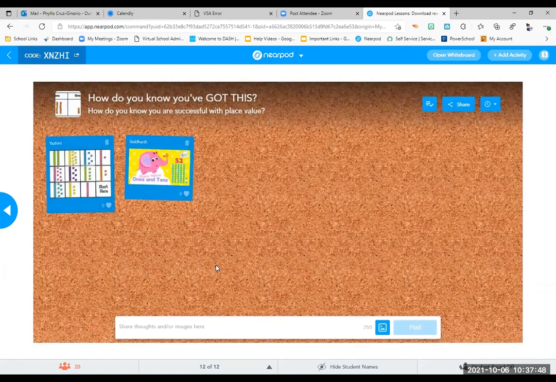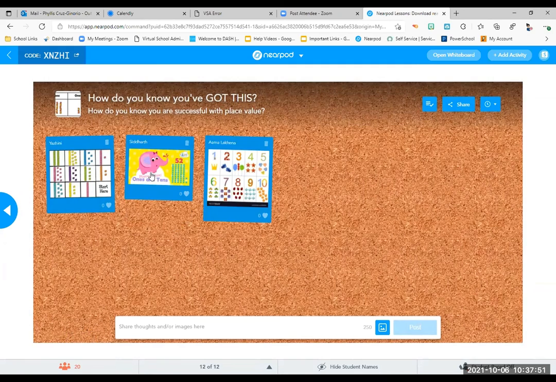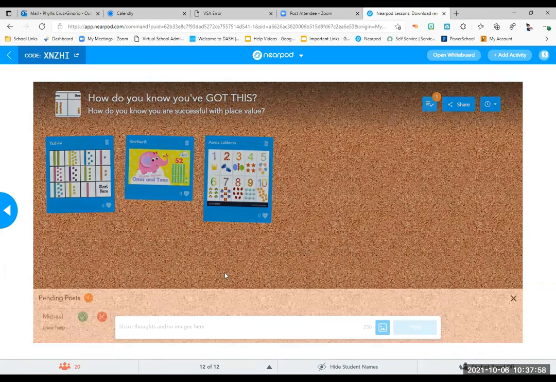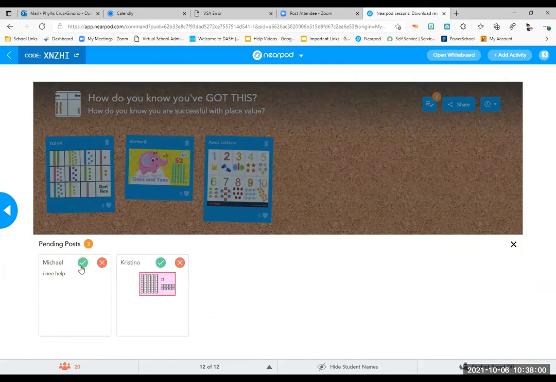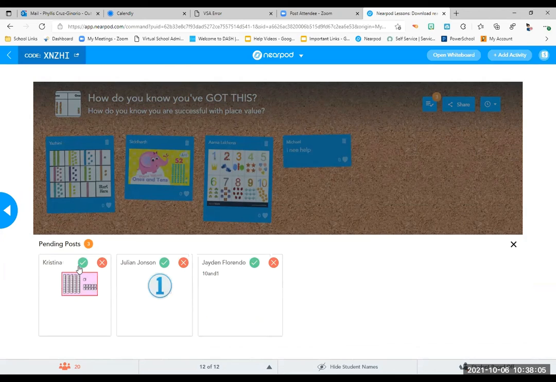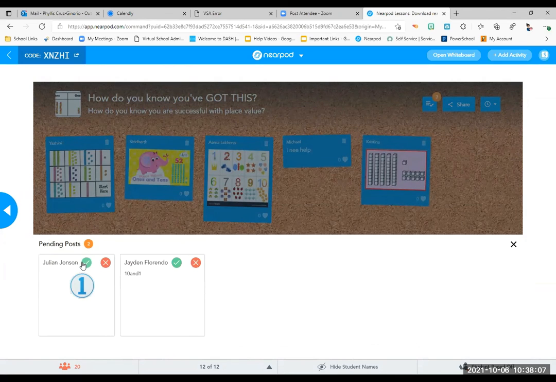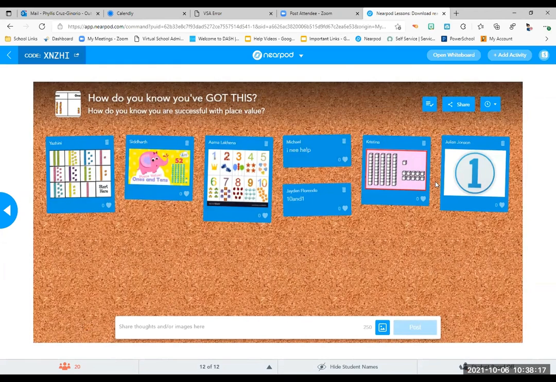That's right. Let's look at Siddharth. Ooh, Siddharth, great work. He is showing an example of place value. How many tens are in a number and how many ones? Awesome. Michael, I totally understand. Stick around for the small group and I'll help you some more. Christina, beautiful example. Here's Jaden's. Yes, he needs to know the difference between tens and ones. Julian, you do need to know what one is. That's true. But how does that help us with tens and ones?